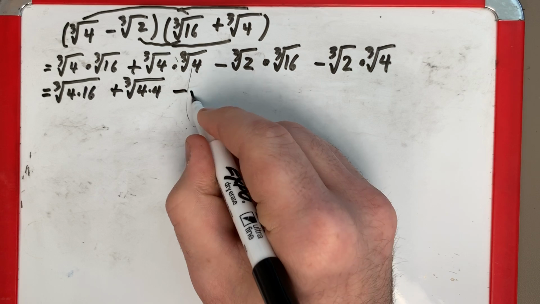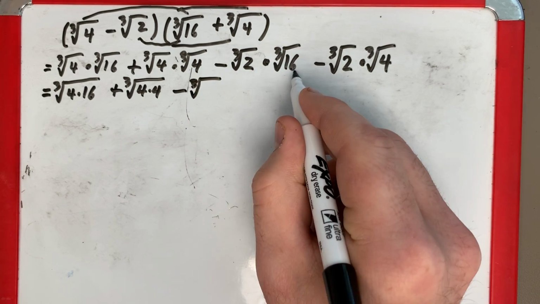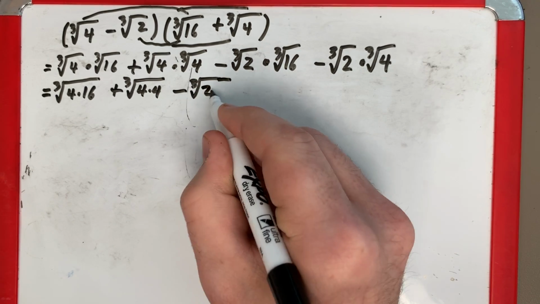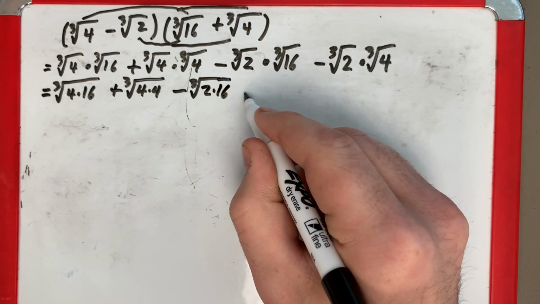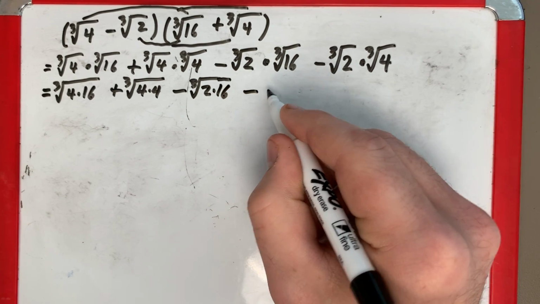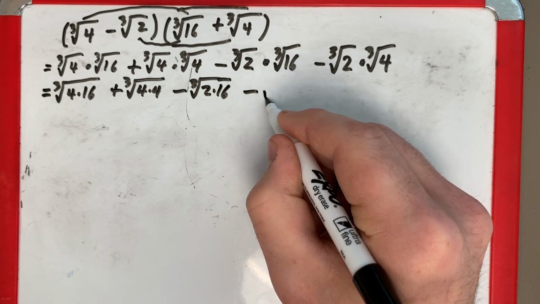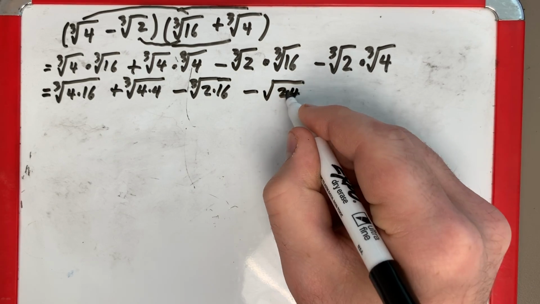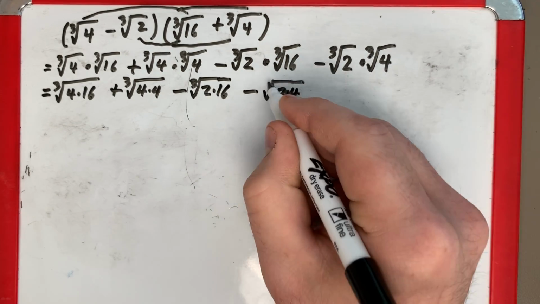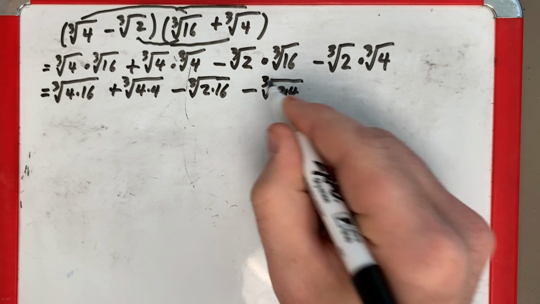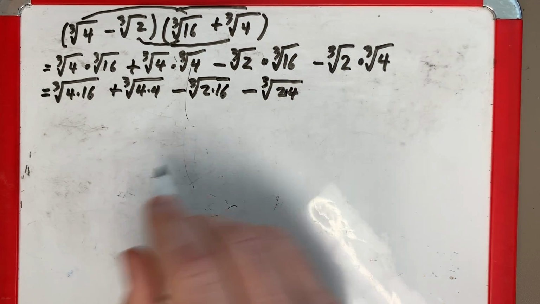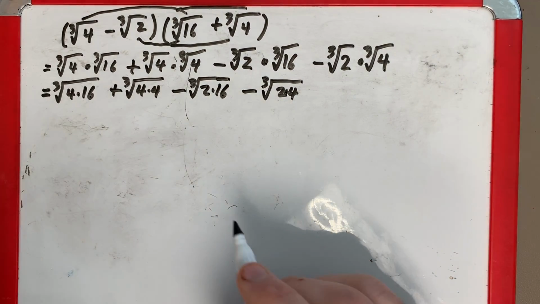We have cube root of 2 and cube root of 16. We'll put those all under one roof as well, and we'll break those down. And we have, finally, cube root of 2 and cube root of 4 multiplied together, so I get 2 times 4 in there. Hopefully that's legible. And now let's see if we can break some of these guys down.